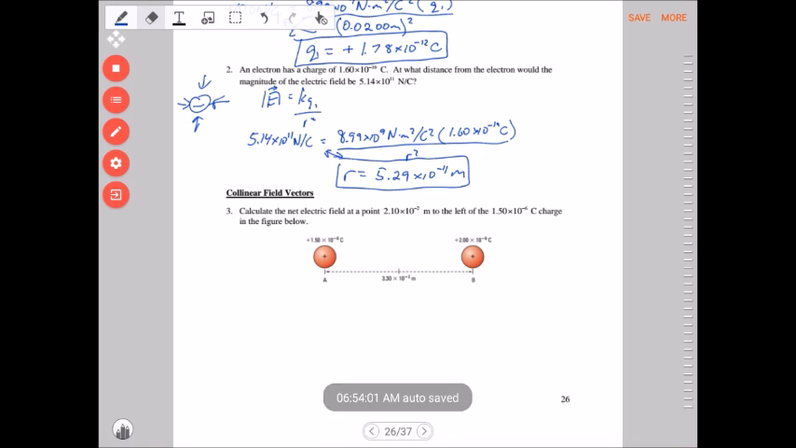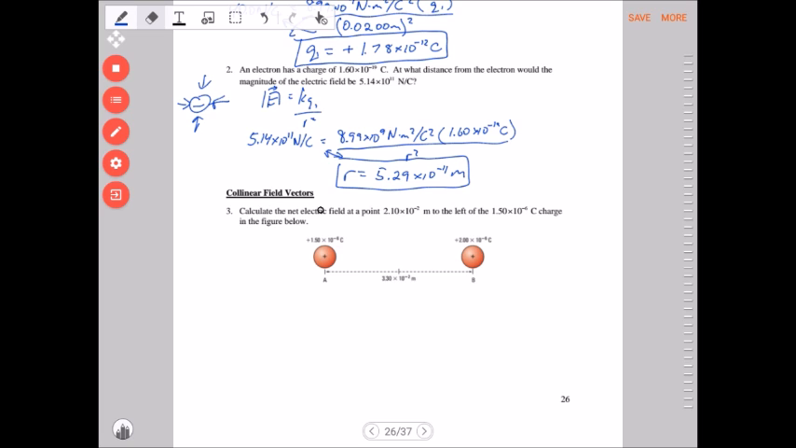Number 3. This is dealing with collinear field vectors. Just like last section when we added or subtracted electric forces to get a net force, now we might have to add or subtract electric fields. Collinear, of course, means along a line. These are easier than the non-linear ones, which we'll get to in a second.